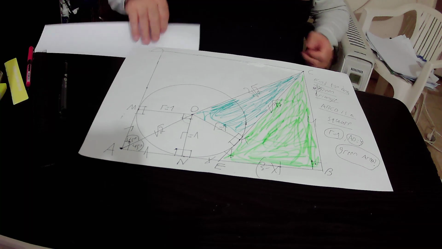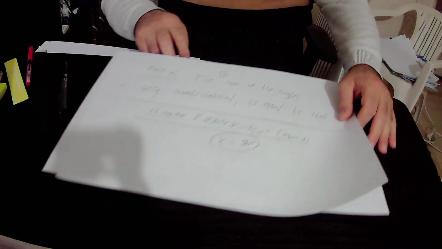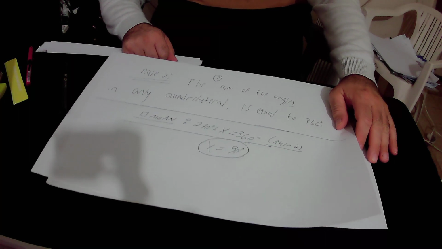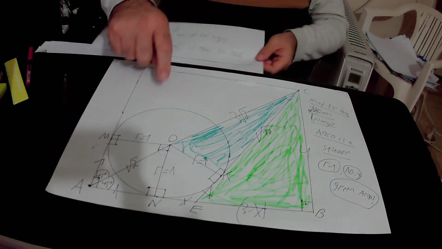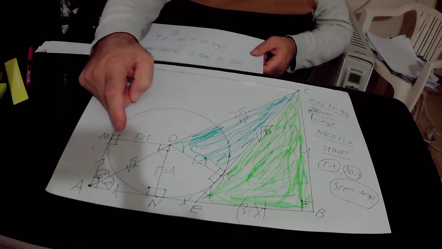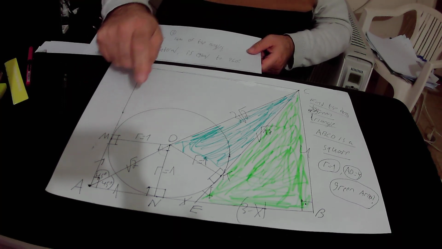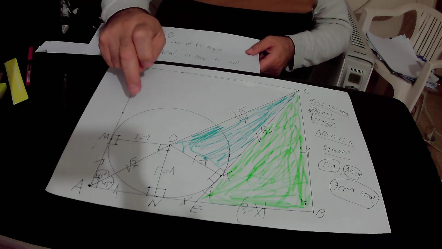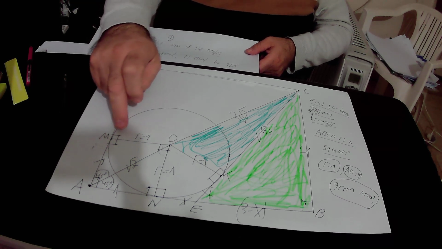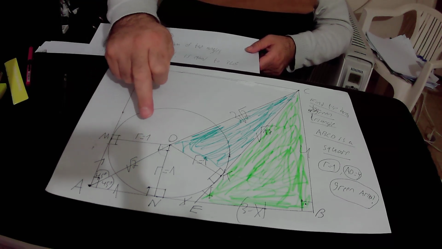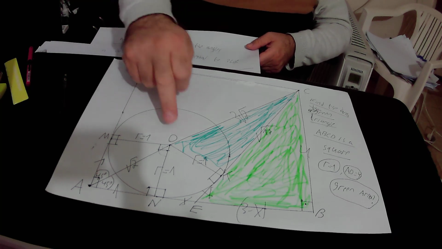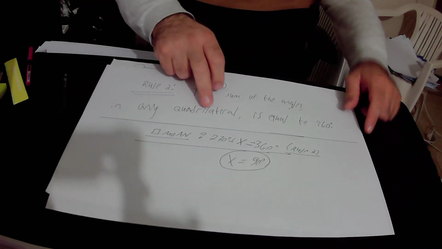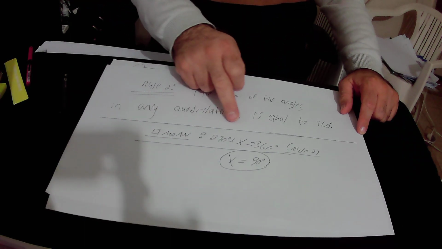Then I presented to you also rule number 2. According to rule number 2, the sum of the angles in any quadrilateral is equal to 360 degrees. We focused on quadrilateral MOAN. In quadrilateral MOAN, according to rule number 2, the sum of its angles is equal to 360 degrees. Quadrilateral MOAN has 3 right angles. The sum of those 3 right angles is 270 degrees plus the size of the 4th angle that we defined as angle X. The sum of those 4 angles must be equal to 360 degrees.